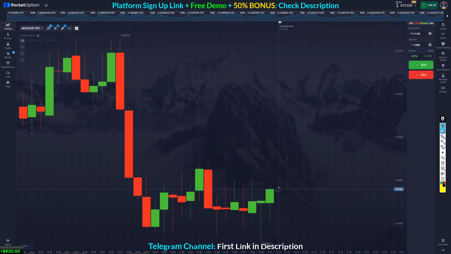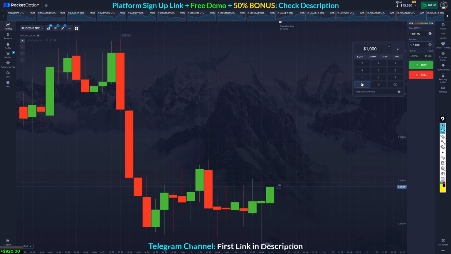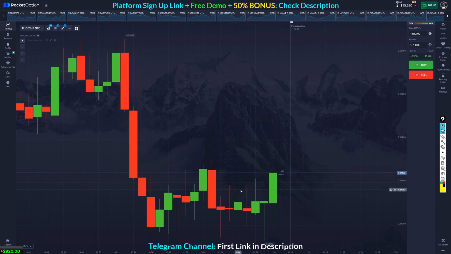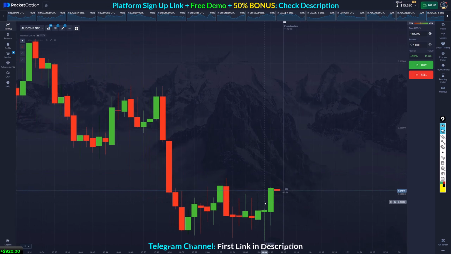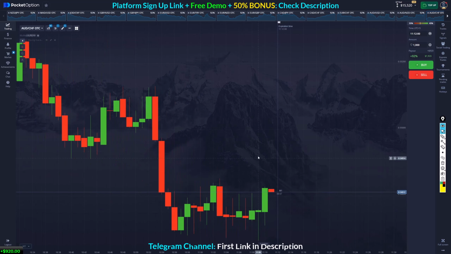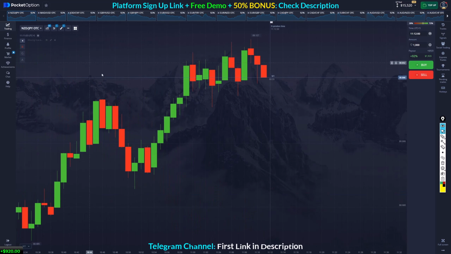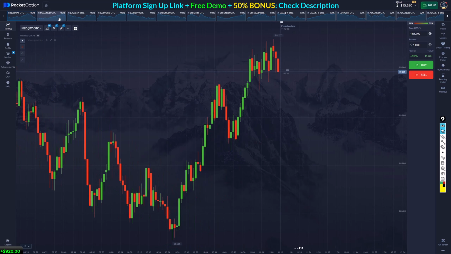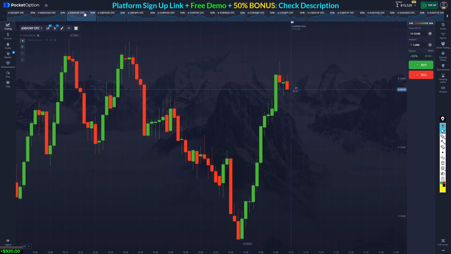Let me just lower this one. Okay. We don't see more than two green candles. All right, I'll just move on to the next opportunity, and I will try to find some good trades today.